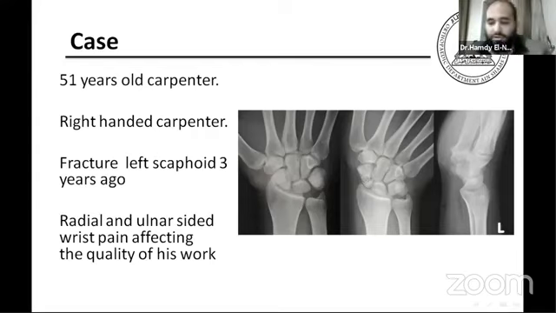We present a case of a 51-year-old carpenter, a male patient who is right-handed. He gave a history of scaphoid fracture 3 years ago, which was treated conservatively in a scaphoid cast. Now he came to our clinic complaining of progressive radial and ulnar wrist pain, and he claims that it is affecting the quality of his work. These are the PA, lateral, and scaphoid view X-rays for his case. After reviewing these X-rays, we ordered an MRI.